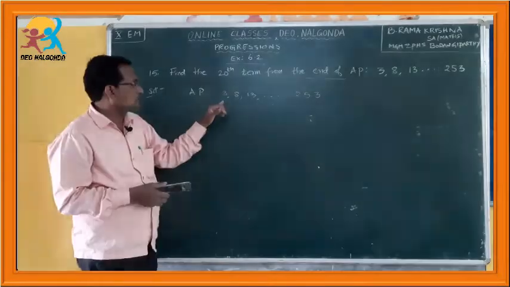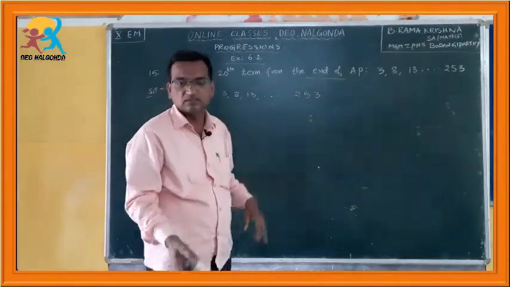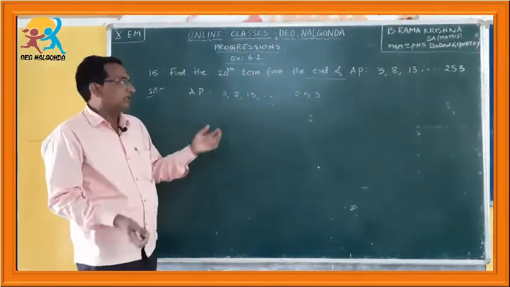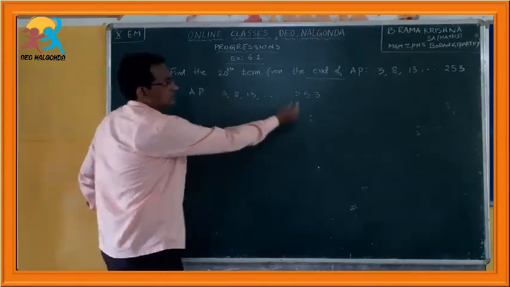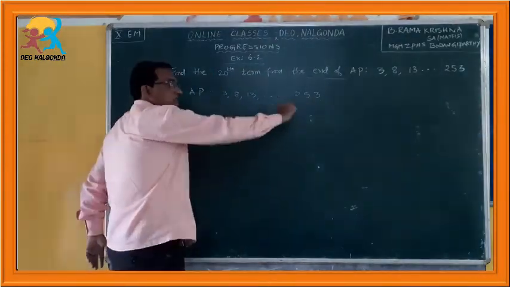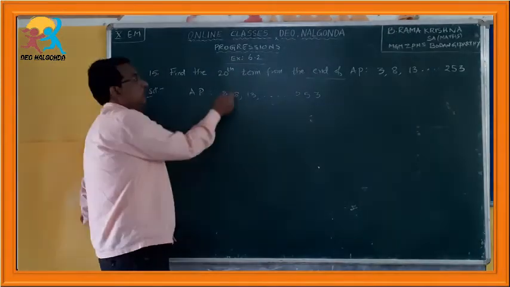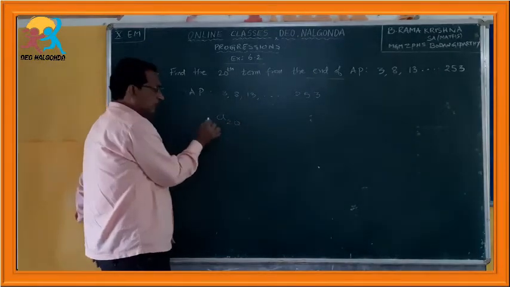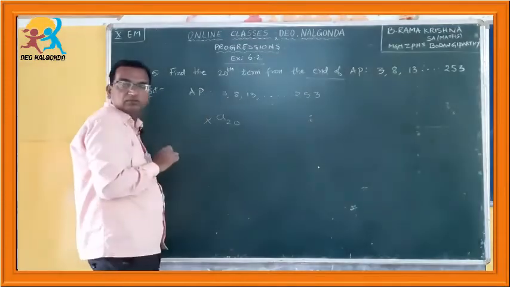Here the AP is 3, 8, 13 and so on. The last term is also given. What is the last term? 253. Yes. Now, he is asking us to find the 20th term from this side, not this side. You cannot directly use the nth term formula and find out A20. Why? If you find out A20 for this, you are going to be wrong.